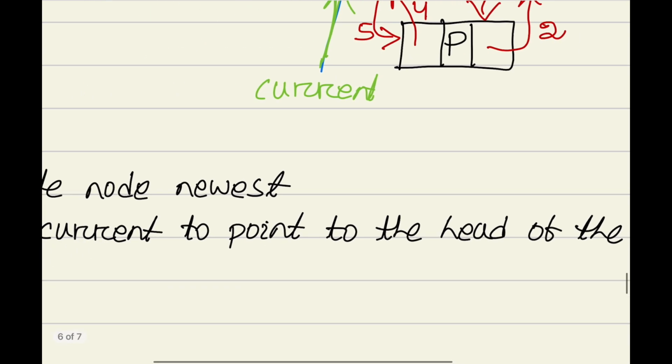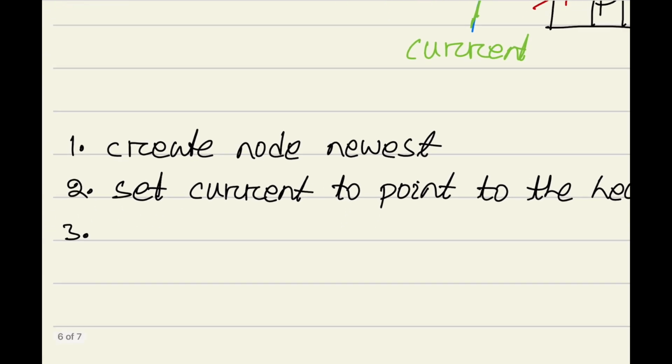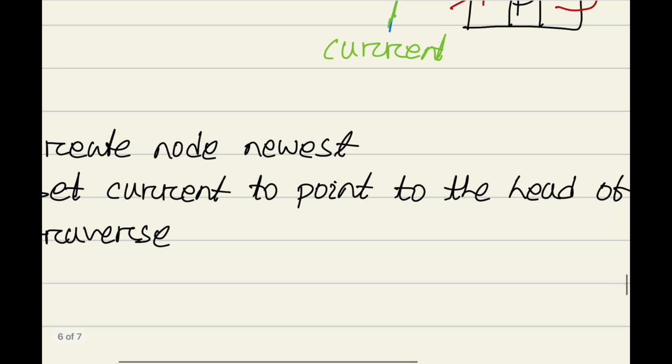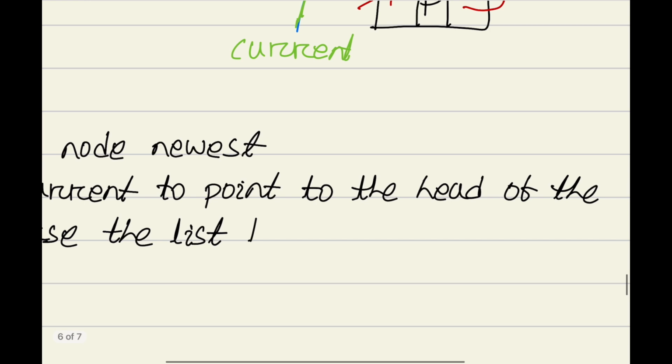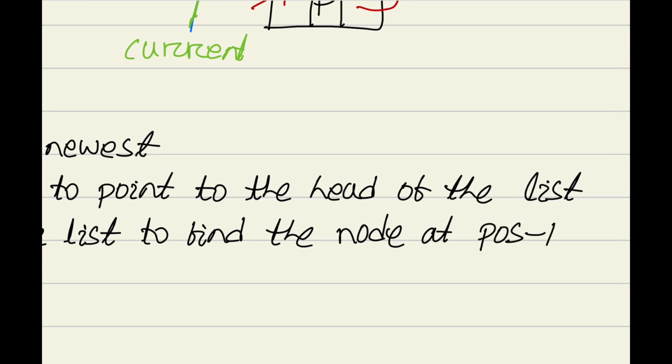Now what is the next step? Traverse through the list to find the node that is at position -1. So we need to write this one. Traverse the list to find the node at position -1. So POS is the position where we want to insert the new node.